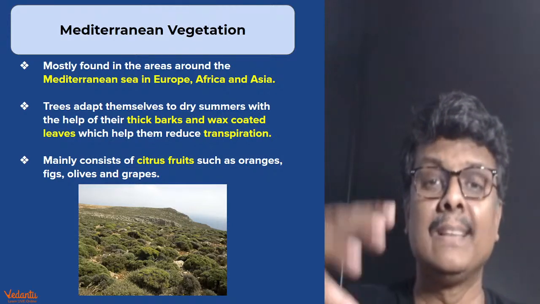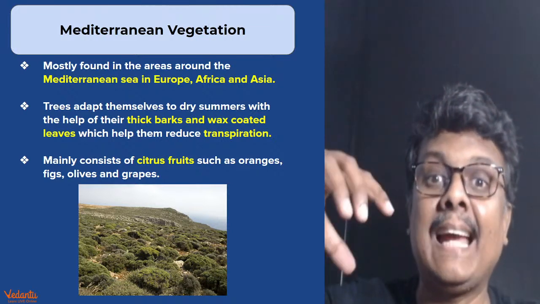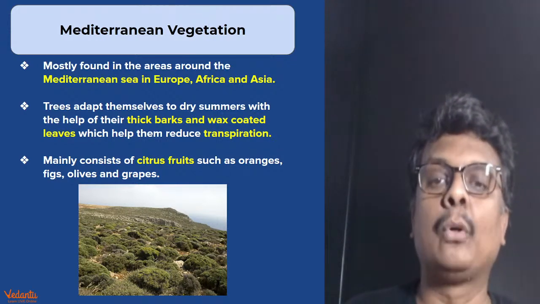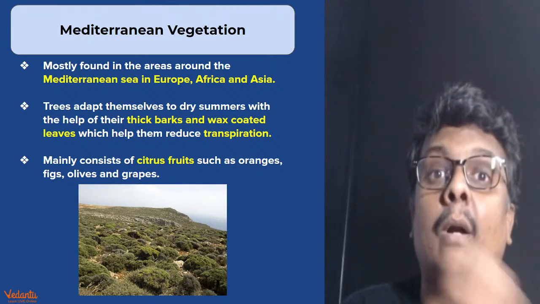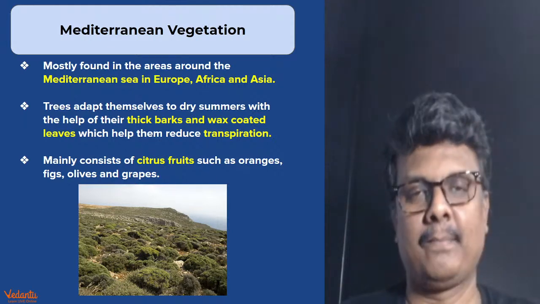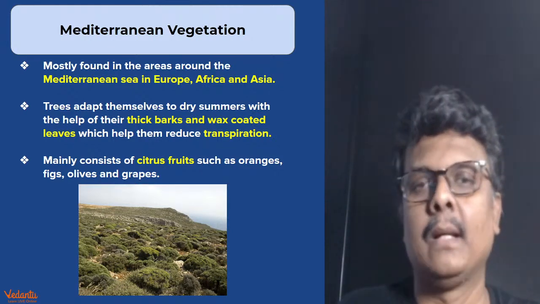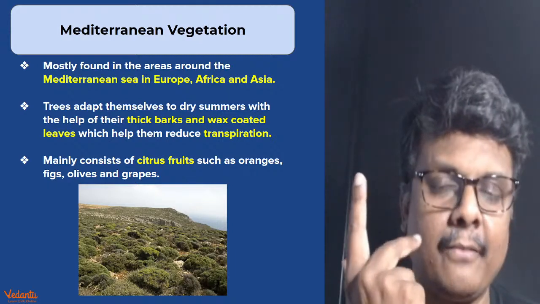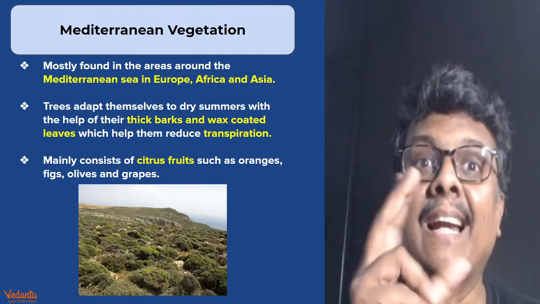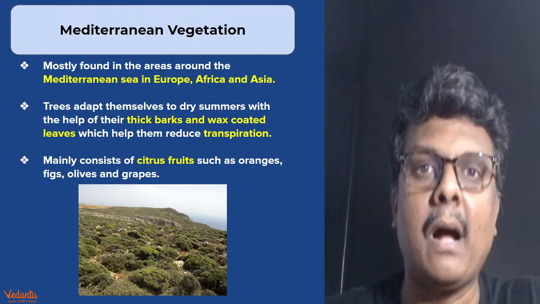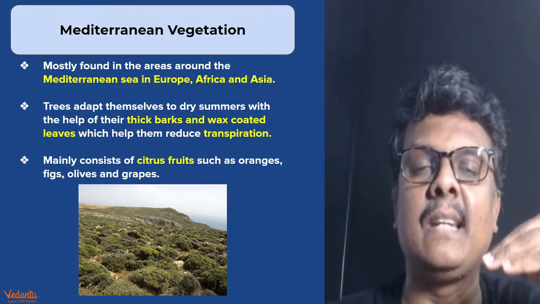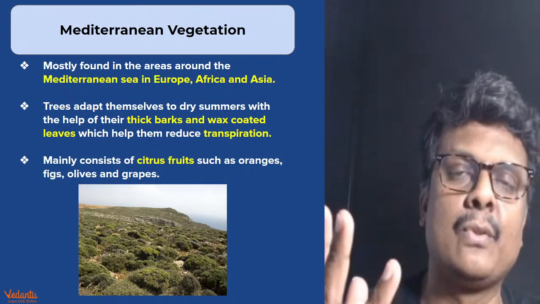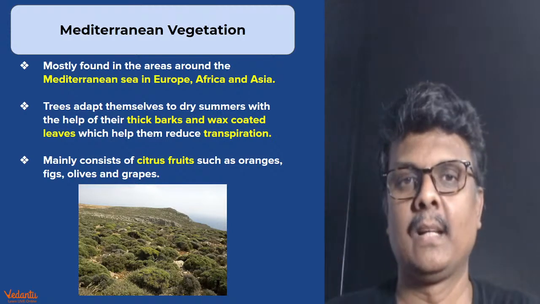And this vegetation handles dry summers because the tree barks are very thick and the leaves are wax coated, because of which they are able to conserve water. Not too much heat can come in because the leaves are waxy. Three things you have to remember here. One, this vegetation grows around the Mediterranean Sea, typically in Europe, Asia, and Africa. Number two, trees adapt because their leaves are wax coated and the barks are very thick, so heat cannot penetrate inside easily to make them dry. Number three, you have many citrus fruits like oranges, figs, olives, and grapes growing here. Cool, clear, all of you?